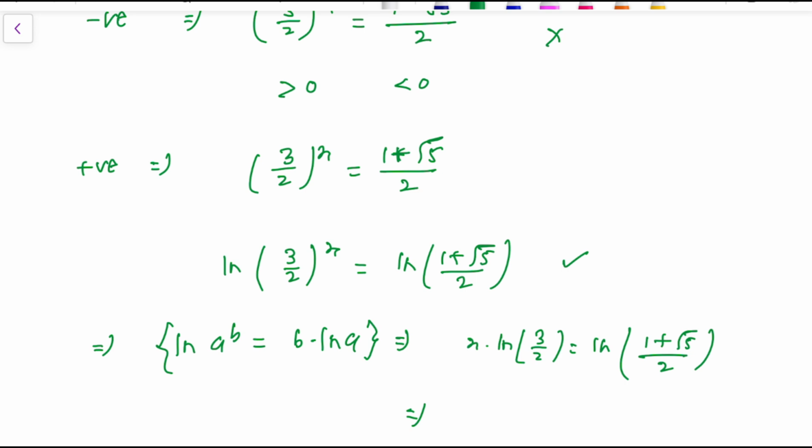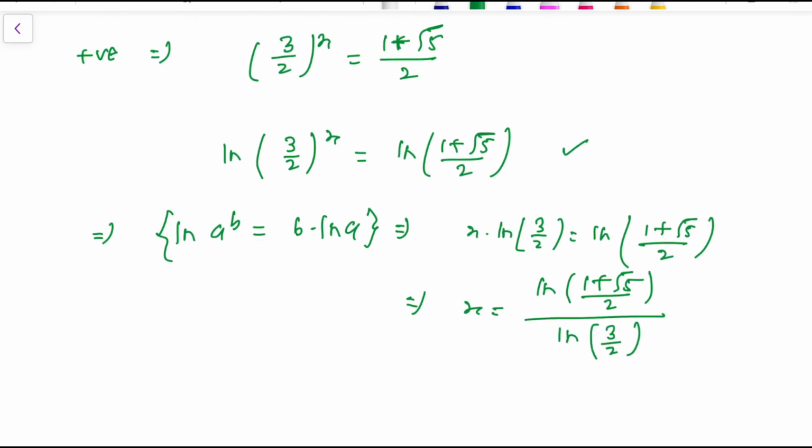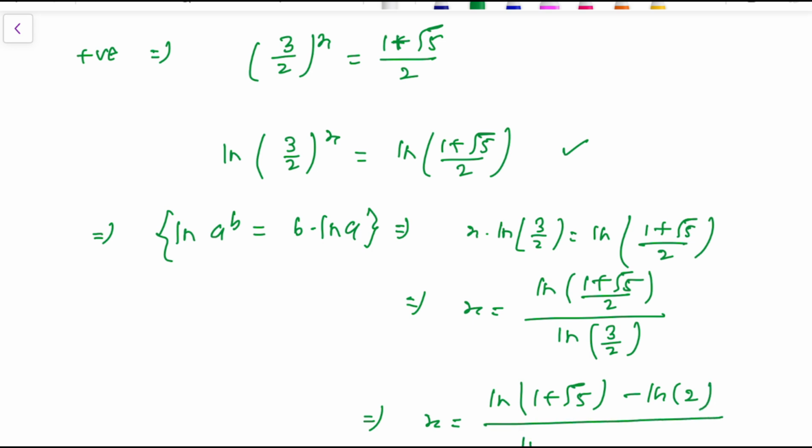So from here we can find the value of x, like x is equal to natural log of ((1 plus square root of 5) divided by 2), whole divided by natural log of 3 by 2. If we further simplify the right hand side using the properties of logarithm, x will become x is equal to (natural log of (1 plus square root of 5) minus natural log of 2), whole divided by (natural log of 3 minus natural log of 2). So this is the only solution of the given equation.